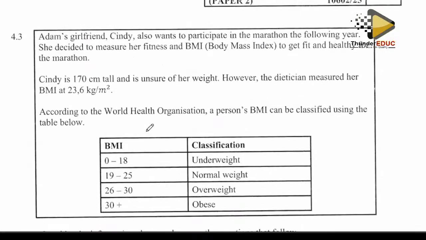Okay, we look at that and we see 4.2. We are saying Adam's girlfriend, Cindy, also wants to participate in the marathon the following year. She decided to measure her fitness and BMI to get fit and healthy for the marathon. Cindy is 170 centimeters tall and is unsure of her weight. However, the dietitian measured her BMI at 23.6 kilograms per meter squared.